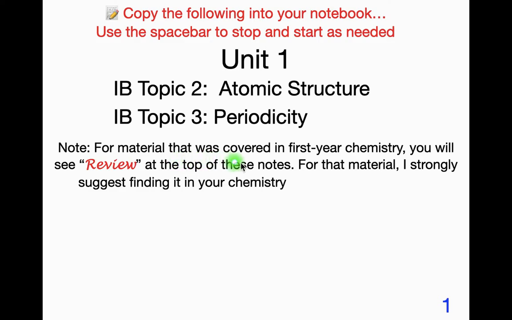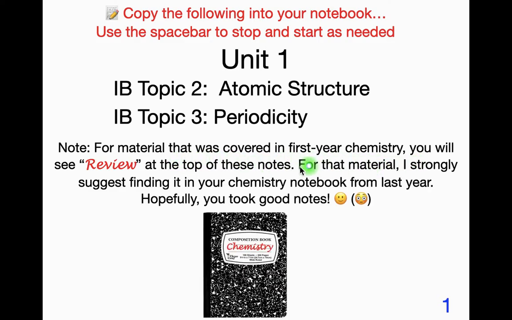So note, for the material that was covered in first year chemistry, you will see "review," written in script and red, at the top of each page of these notes. For that material, I strongly suggest finding it in your chemistry notebook from last year. Hopefully you took good notes. Now that doesn't mean don't copy these notes down, but just a reminder that we've gone over much of this stuff before.